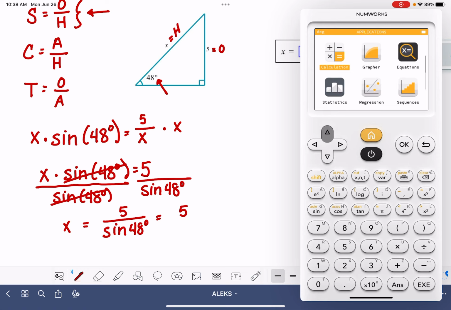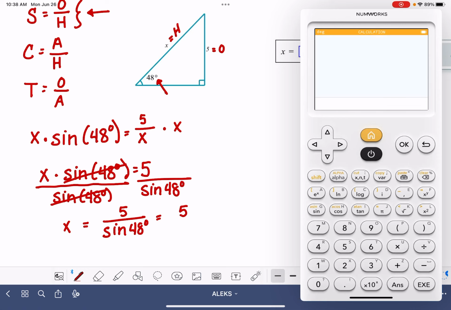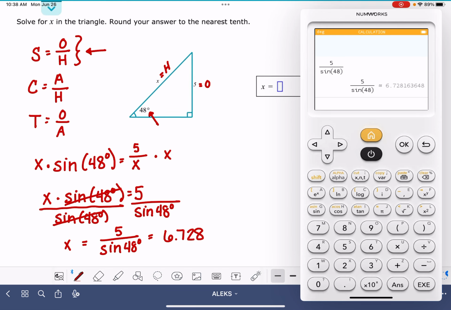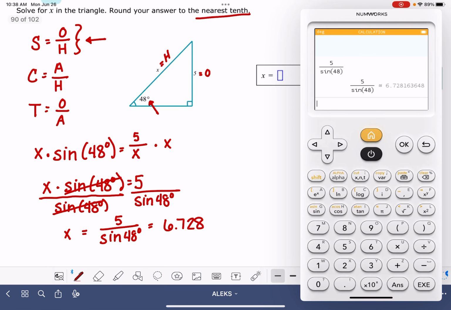So once you get the settings correct, I am going to input 5 divided by the sine of 48. That gives me an answer of 6.728 something. ALEKS wants this number to be expressed to the nearest tenth. The tenth is the first place after the decimal. So this is going to be expressed as 6.7.